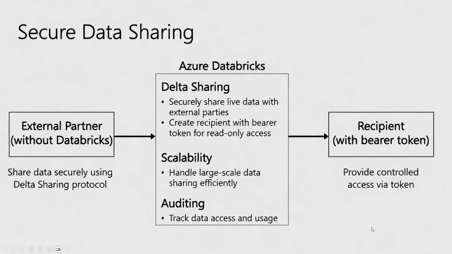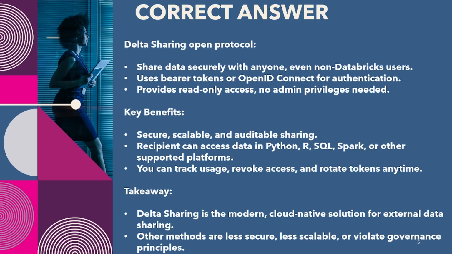Let's break that down together. Think of it like giving someone a key card that only opens one door for a limited set of actions. You don't hand them the master key to the building. They can only access the data you've shared, and you can track usage, revoke access, or rotate tokens whenever needed. And because it's protocol-based, the external partner can pull the data into any system they're using: Python, R, SQL, even Spark, as long as it supports Delta Sharing.